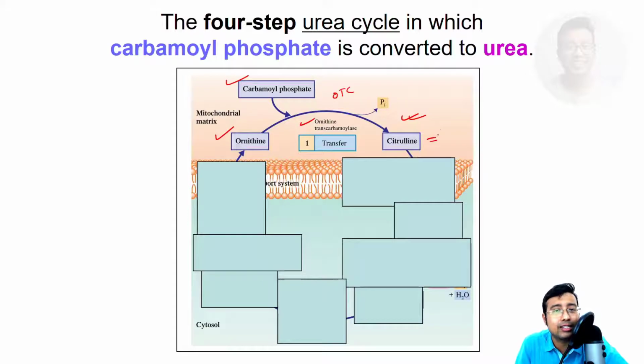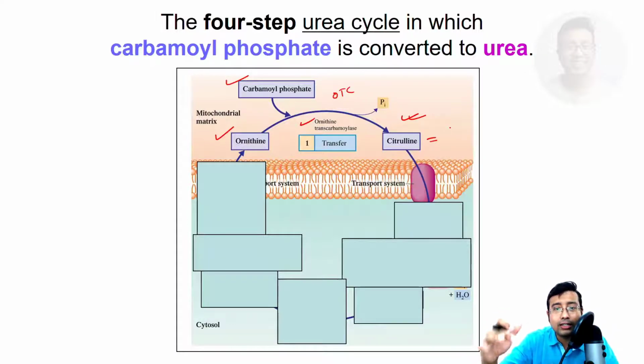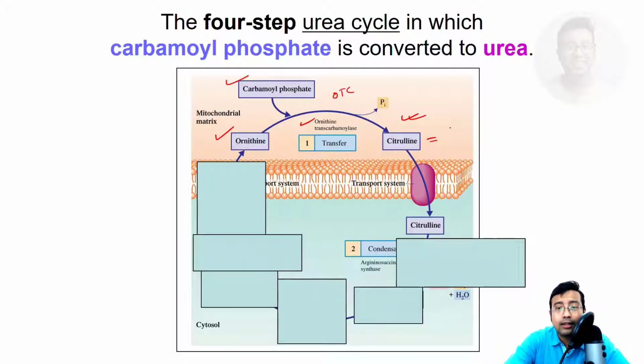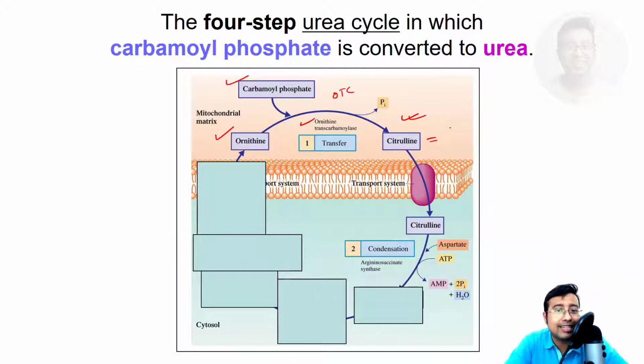This citrulline that is formed is then transferred from the mitochondrial matrix into the cytosol. So the urea cycle is one of those cycles which partly happens in mitochondria and partly in the cytosol. The first two steps, the carbamoyl phosphate synthetase 1 step and the ornithine transcarbamylase step, happen inside the mitochondrial matrix, and the rest will happen in the cytosol. So citrulline is transported by a transporter system into the cytosol, right? There the next step happens. What is the next step?